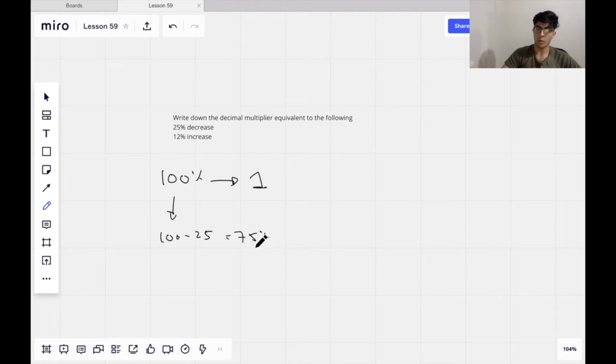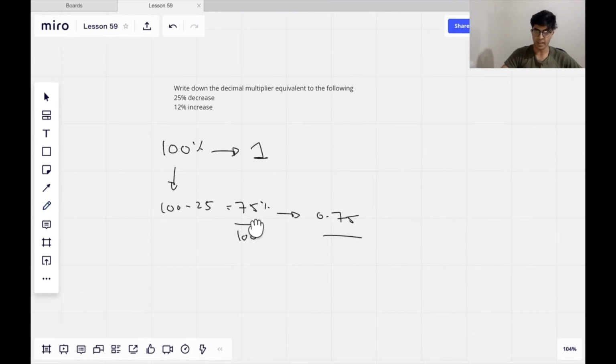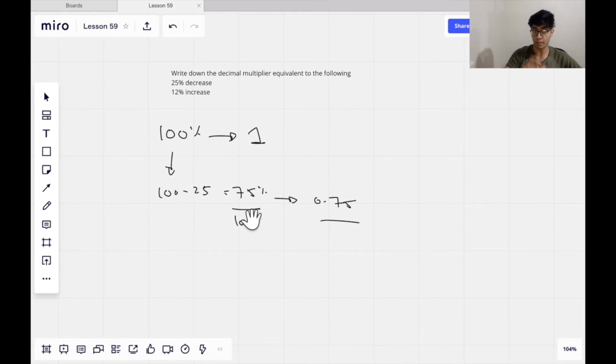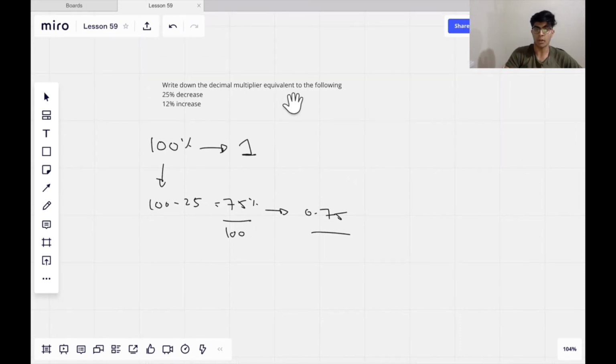So now all we have to do is convert 75% into a decimal. We go 75 divided by 100, which is 0.75. And that's the multiplier equivalent. If we have a 12% increase, again, everything with percentage changes is relative to 100. We start off with 100 because that's our original amount. When we say the multiplier equivalent of an increase or a decrease, we're saying what is the new value as a proportion of the old value, as a decimal multiplier.